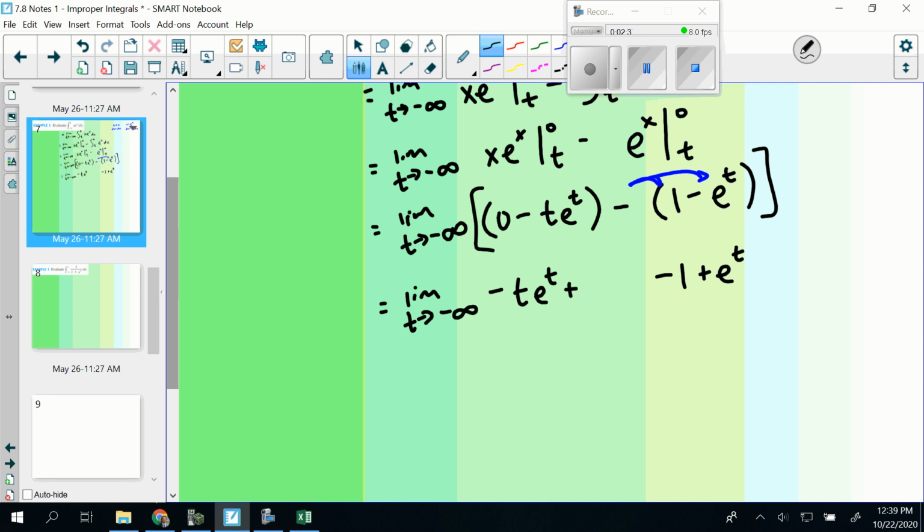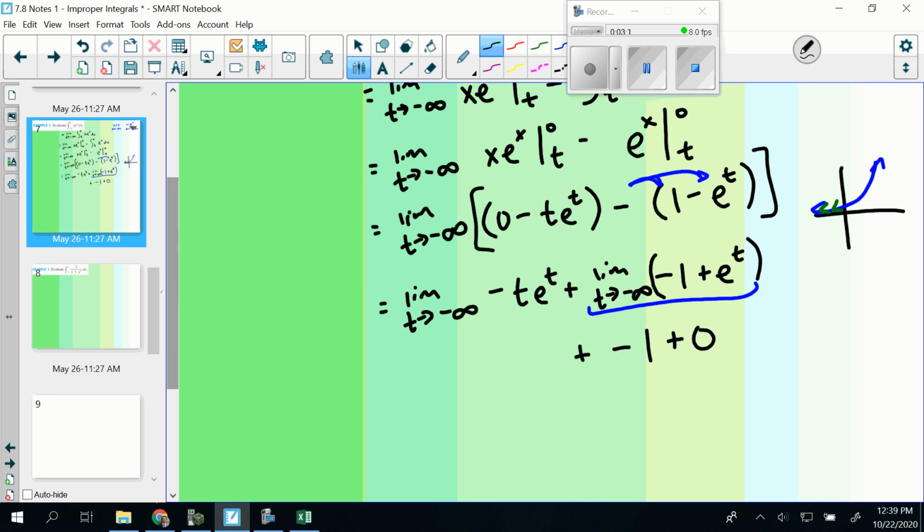I'm going to write this as a separate limit over here. Now this one on the right, this limit, we should be able to find pretty easily. What is e to the t going to do as we go to negative infinity? E to the t is an exponential graph. It looks like that. So as we go towards the negative side, what's this approaching? You can see it's definitely 0 here. So this side's just going to evaluate to negative 1 plus 0, or negative 1.